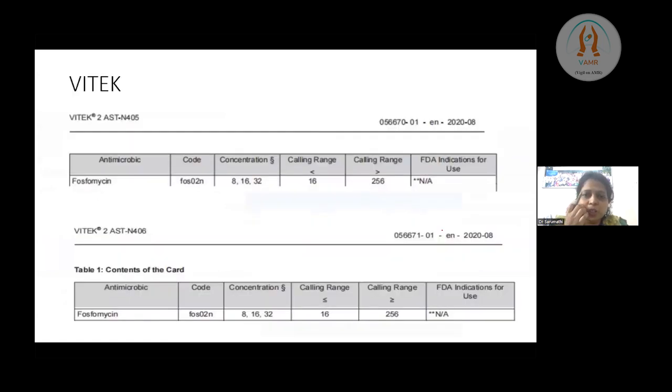Coming to the VITEK, how we have to compare with VITEK. We have a calling range for VITEK: how many different values the VITEK interpretation can give. Both the 405 and 406 panels have Fosfomycin, and both are going to report MICs in the range of less than or equal to 16 to more than or equal to 2. This range it will cover. So with our modified agar dilution method, we are going to get MICs that we are going to compare with what the VITEK report is telling.